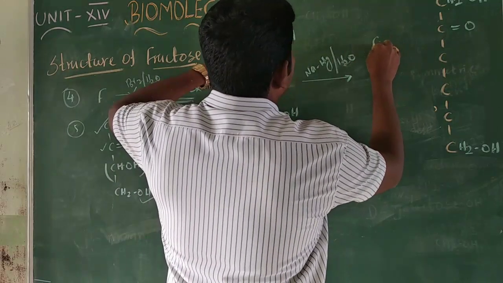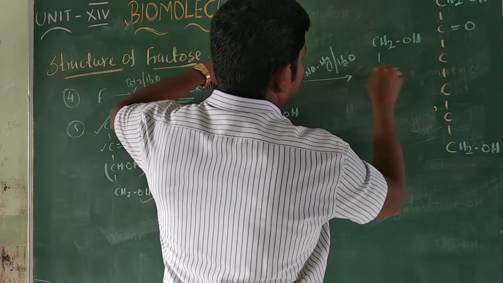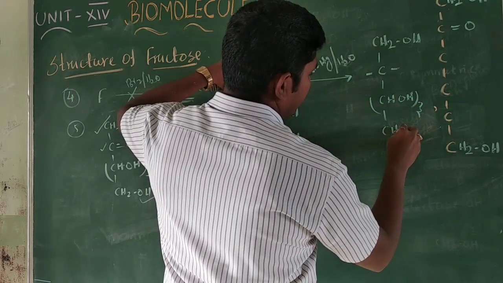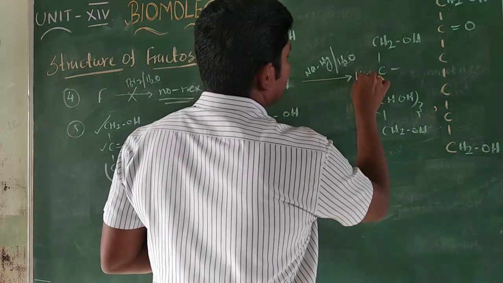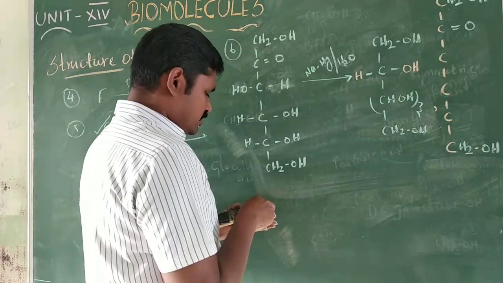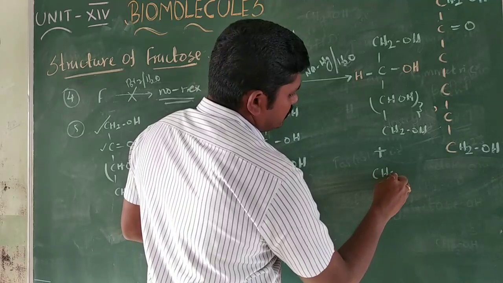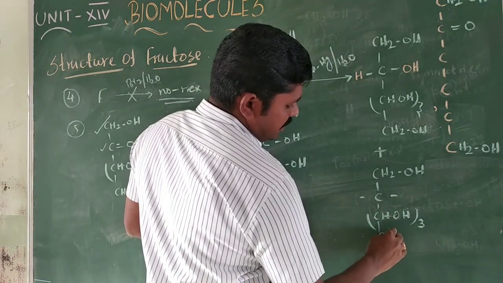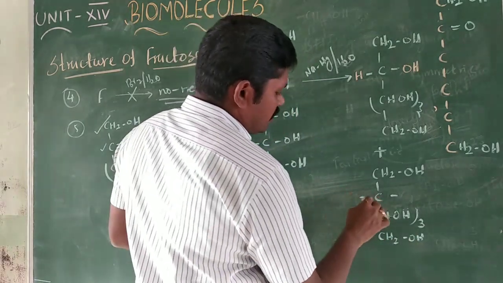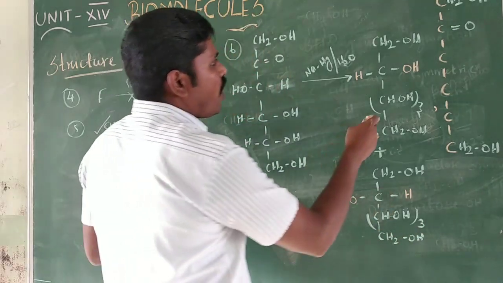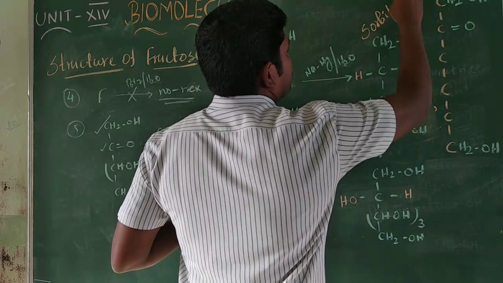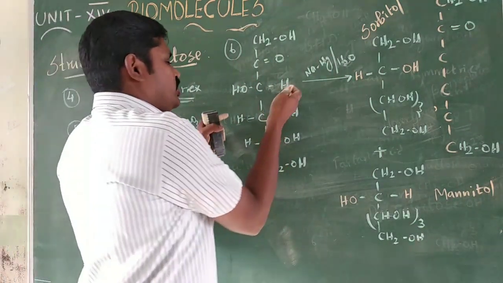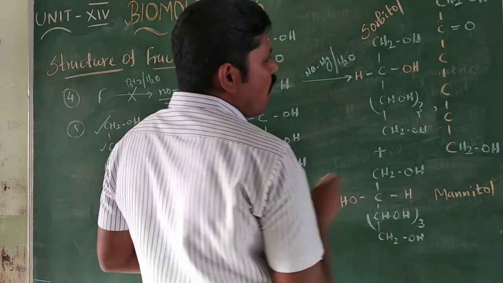One form has CH2OH at the top and CH2OH at the bottom, with H and OH on the chiral carbons. In the other form, the arrangement at the second carbon is reversed, with OH and H. These are sorbitol and mannitol. The partial reduction of fructose gives sorbitol and mannitol.